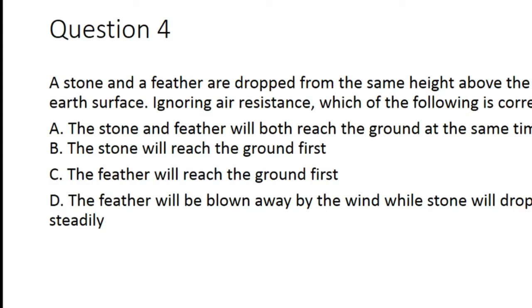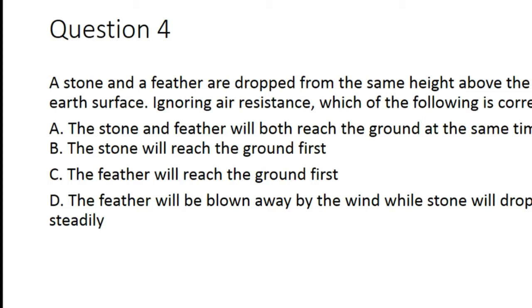Question 4. A stone and a feather are dropped from the same height above the Earth's surface. Ignoring air resistance, which of the following is correct? A. The stone and feather will both reach the ground at the same time. B. The stone will reach the ground first. C. The feather will reach the ground first. D. The feather will be blown away by the wind, while the stone will drop steadily.